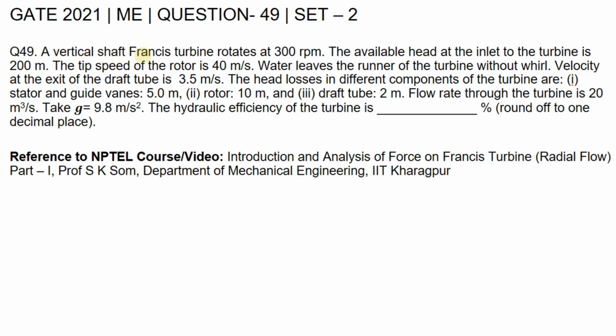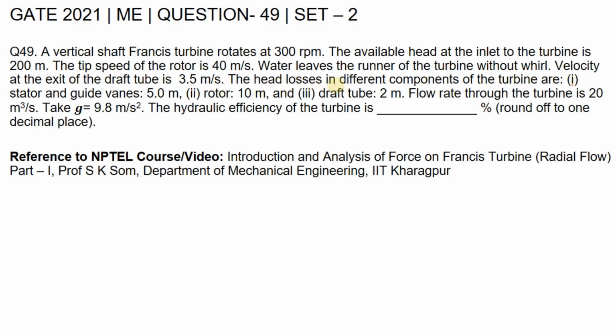A vertical shaft Francis turbine rotates at 300 rpm. The available head at the inlet to the turbine is 200 meter. The tip speed of the rotor is 40 meter per second. Water leaves the runner of the turbine without whirl. Velocity at the exit of the draft tube is 3.5 meter per second.